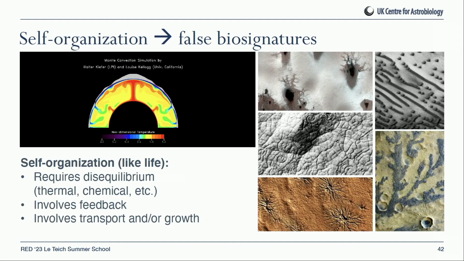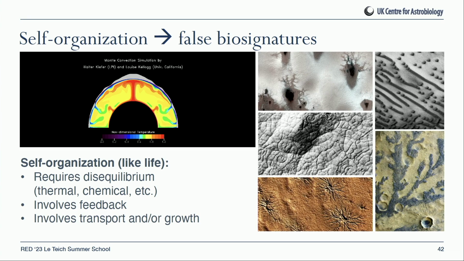And particularly in geology, we know that you can have patterns forming from what we refer to as self-organization. So just like life, self-organization, by which we mean the formation of a pattern just from the internal dynamics of a system, not from some template being imposed, requires disequilibrium, be it thermal or chemical, involves some feedback process, and involves transport or growth.